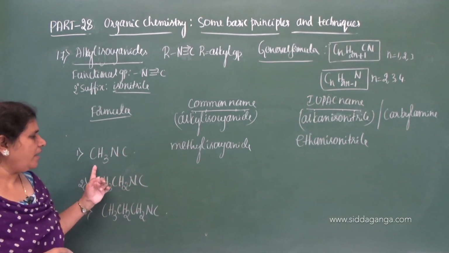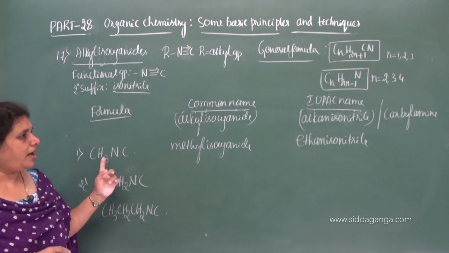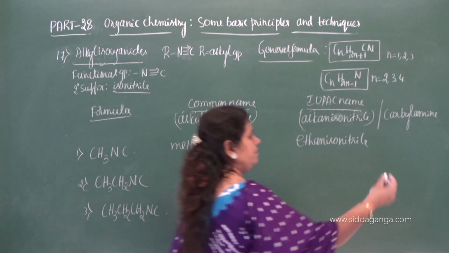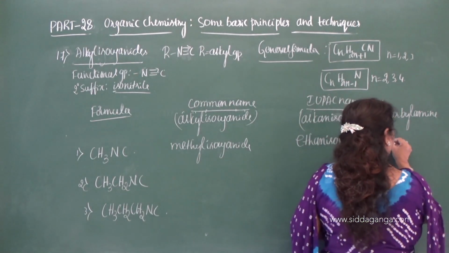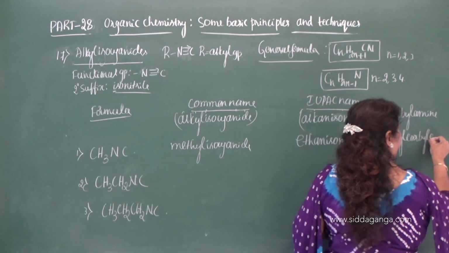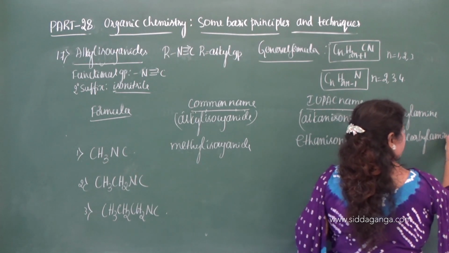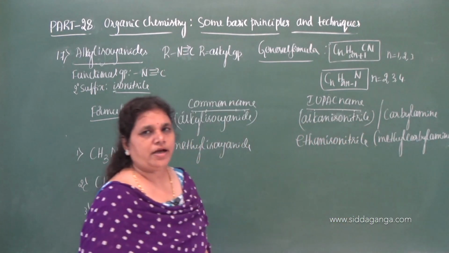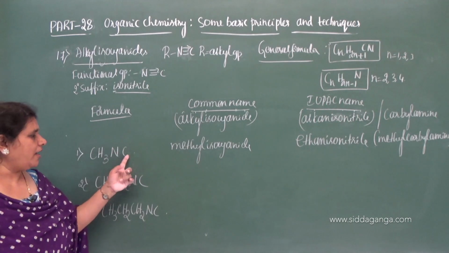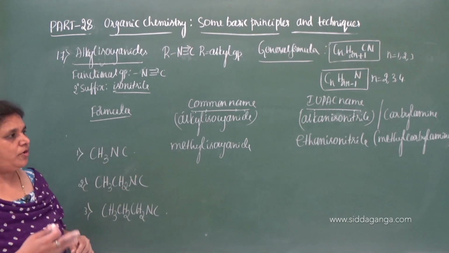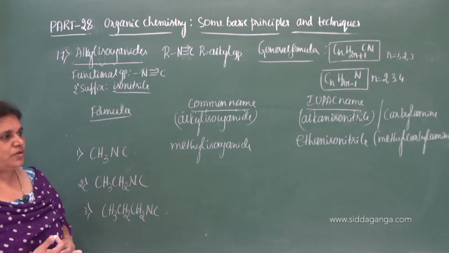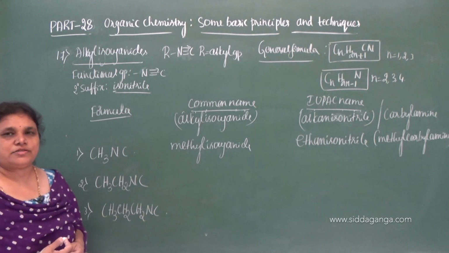And methyl carbyl amine. Methyl carbyl amine. What is the name? Methyl carbyl amine. Carbyl amine is one more name for this. Methyl carbyl amine. Alkyl carbyl amine. Methyl carbyl amine is one more IUPAC name for the ethane isonitrile or the alkyl isocyanide.